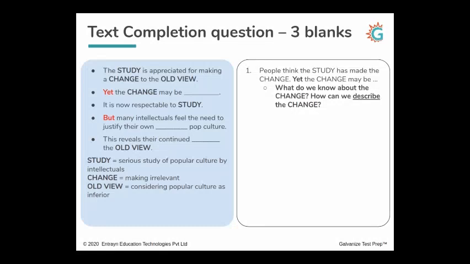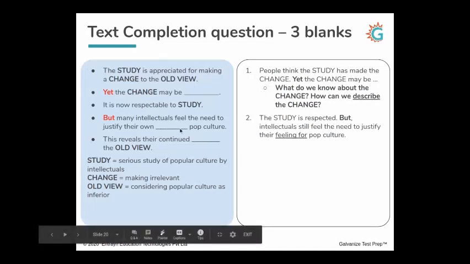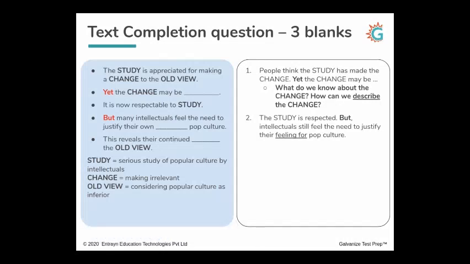Okay, let's go for the second blank. The study is respected. It is now respectable to study. So when you study popular culture, you are respected. Fine. But many intellectuals feel the need to justify their own blank popular culture. So what could go in the blank? It can neither be a naming word, nor an action, nor a describing word either. When all these three cases get eliminated, it must be a phrase.